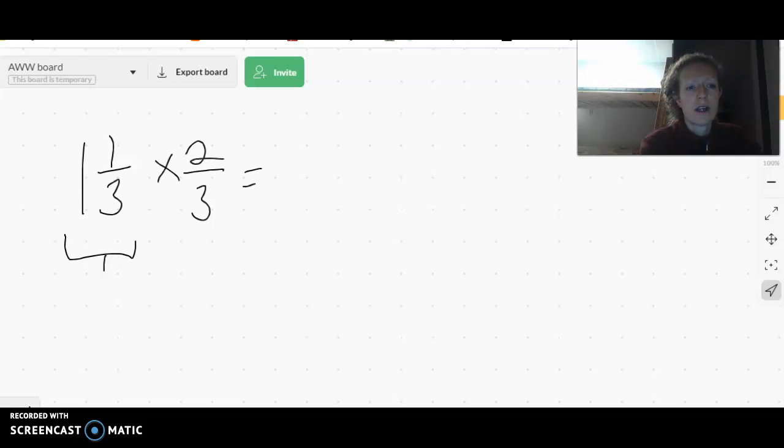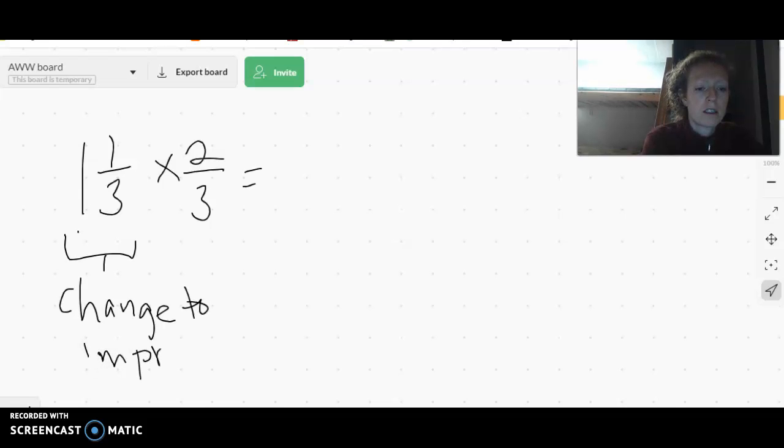So if you see a number like this, where you have the whole and then the fraction, that's called a mixed number. We need to change it to an improper fraction. Okay, you can write that in your notes. So if we're changing 1 1/3 to an improper fraction, we need to go 3 times 1, which equals 3, plus 1. So it'll be the denominator times the whole number plus the numerator. 3 times 1 plus 1 would give us 4.